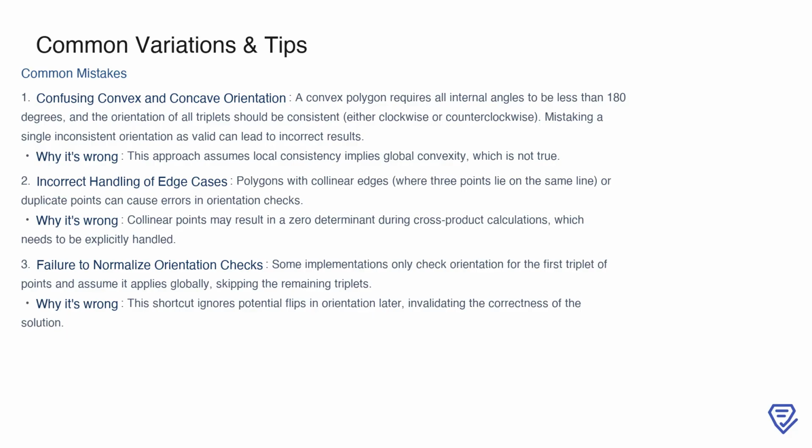Another common issue arises with edge cases, such as polygons that contain collinear edges where 3 points lie on the same line, or even duplicate points. These scenarios can break orientation checks because collinear points result in a zero determinant during cross-product calculations, which needs explicit handling. Lastly, some solutions fail to normalize orientation checks. For example, only verifying the orientation for the first triplet of points and assuming the same orientation applies globally is a shortcut that can lead to errors. This approach overlooks possible flips in orientation later in the sequence, which invalidates the solution.